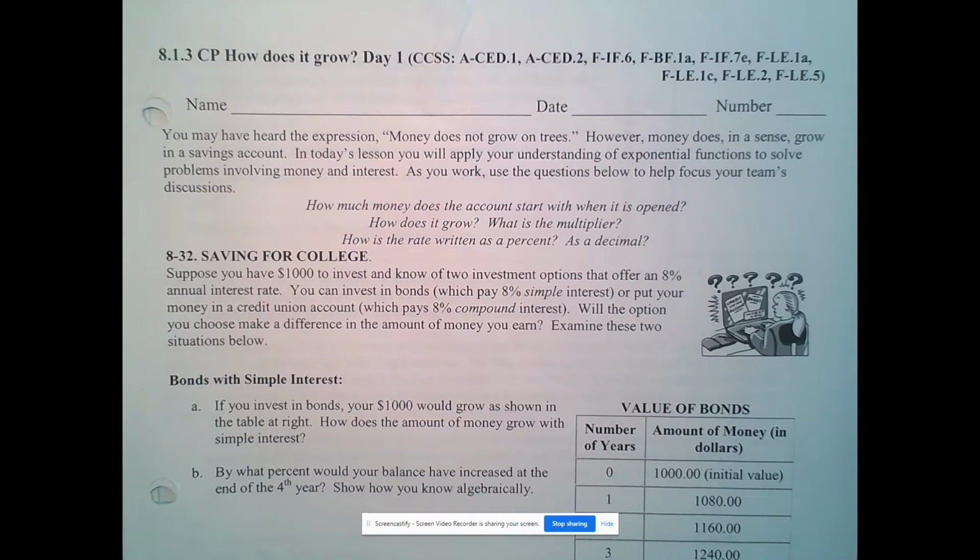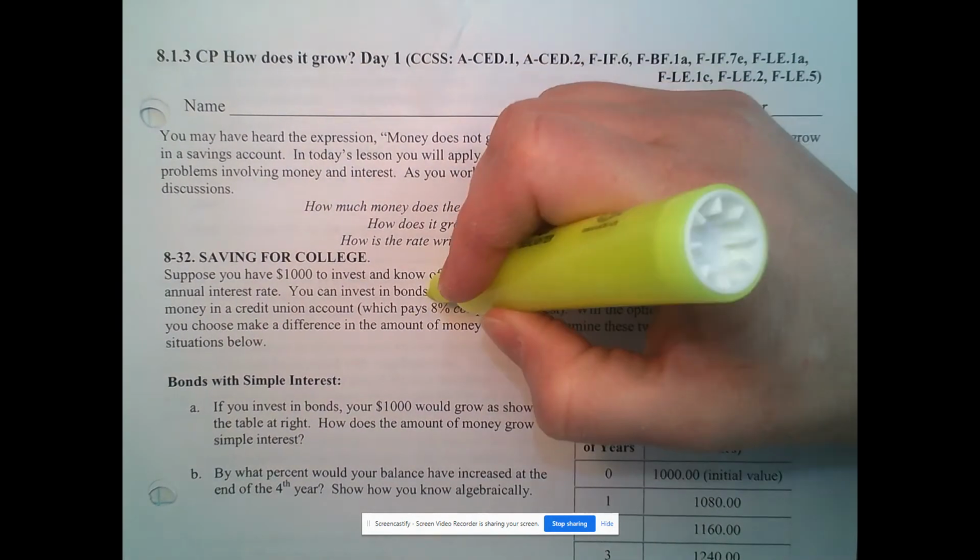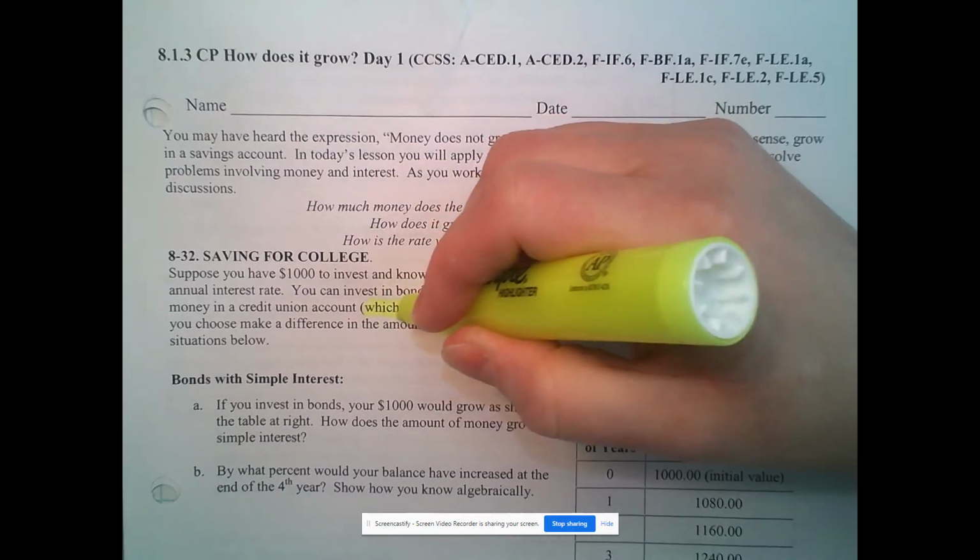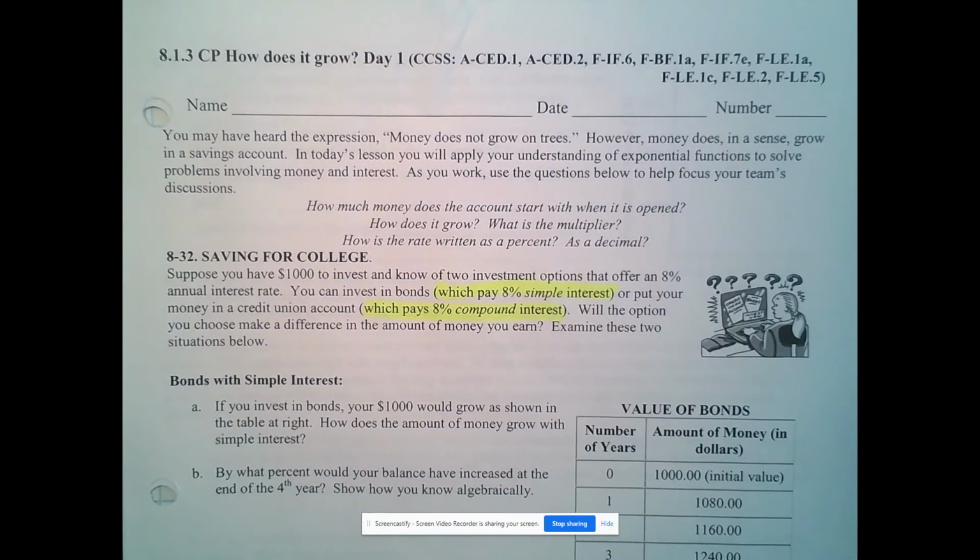Saving for college. Suppose you have $1,000 to invest and know of two investment options that pay an 8% annual interest rate. You can invest in bonds, which pay 8% simple interest, or put your money in a credit union account, which pays 8% compound interest. So those are our two different options, 8% simple and 8% compound. Will the option you choose make a difference in the amount of money you earn?